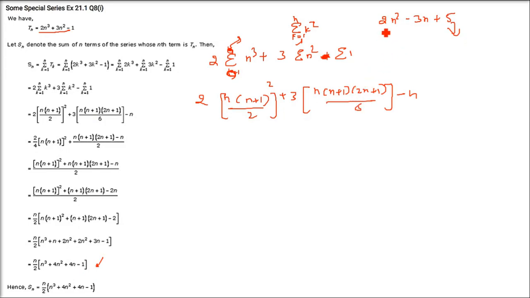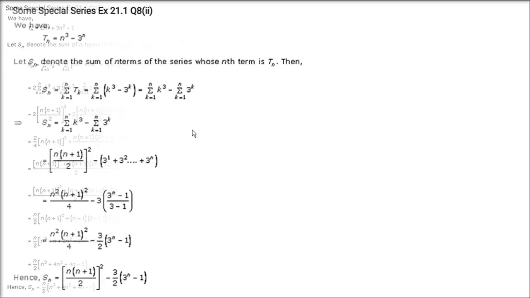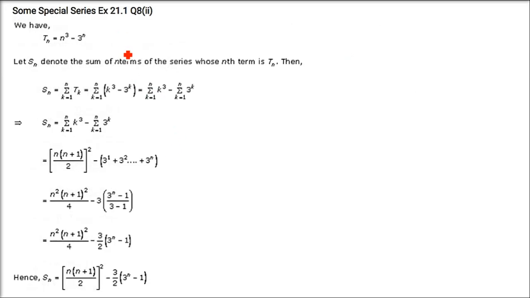So let us take this one also, 2n square minus 3n plus 5. In place of sigma n square, you write n plus 1 into 2n plus 1 by 6. In place of sigma n, you are going to write n plus 1 by 2, plus 5 sigma 1, so you just write 5n. Next is n cube minus 3 raised to n.